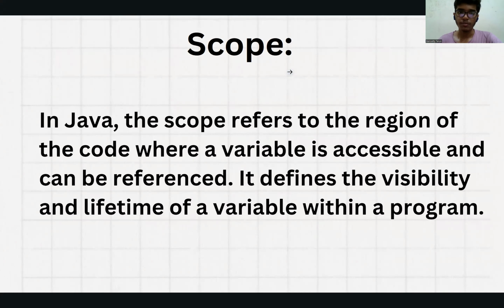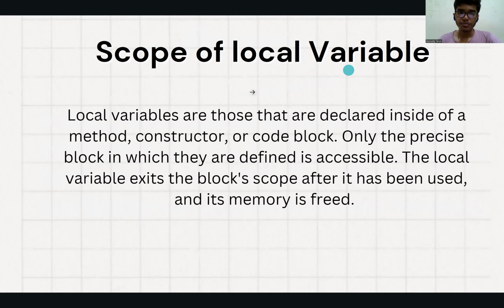So scope of a variable. What is a scope? Scope is nothing but the block of code in which a variable can be accessed. The scope is also defined as the lifetime of a variable. Scope of local variables. What are local variables? Local variables are the variables that are declared inside the method. These local variables can only be accessed inside that method. They cannot be accessed throughout the class. So the scope of local variables can be defined as inside the method.